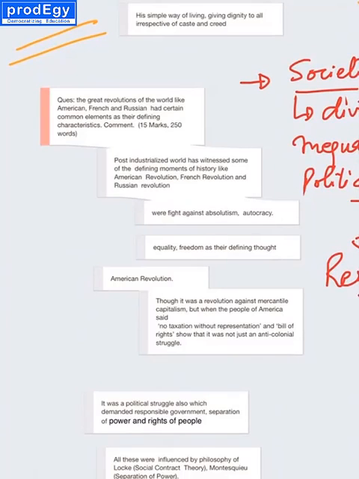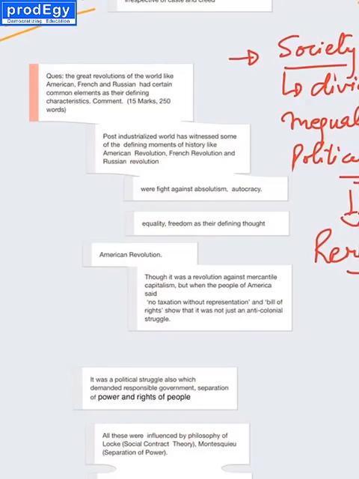The first question is: the great revolutions of the world like American, French and Russian had certain common elements as their defining characteristics. You have to comment on it. Now when we are asked about the common elements of the American, French and Russian revolutions, we must think that in modern world history, one of its basic things is that during this time period there was a belief that each and every individual is a rational human being who knows what is good for him. He can take decisions for himself.